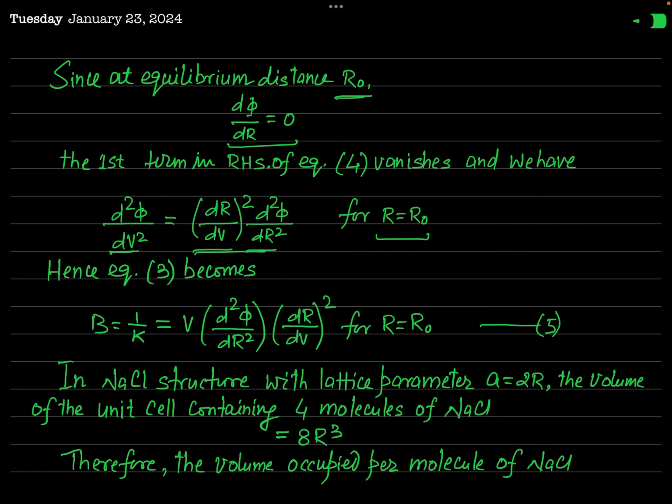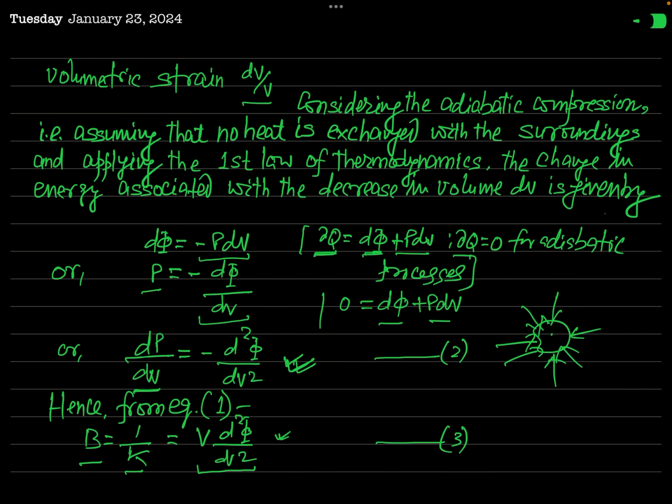So after getting the value of d2 phi by dv square in equilibrium state, by the use of this equation 3, now you can obtain the value of bulk modulus or the adiabatic compressibility K of your crystal. Okay? And for this, you have to substitute the value of d2 phi by dv square, which we have obtained just now, in this equation. So let us see. If your aim is to find B or 1 over K, you must multiply d2 phi by dv square with V.